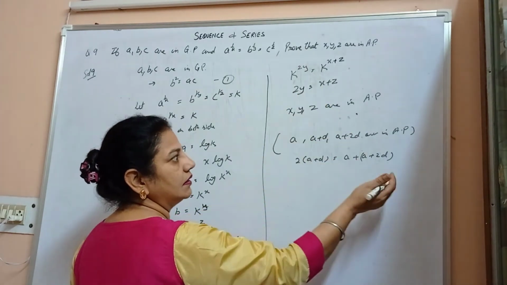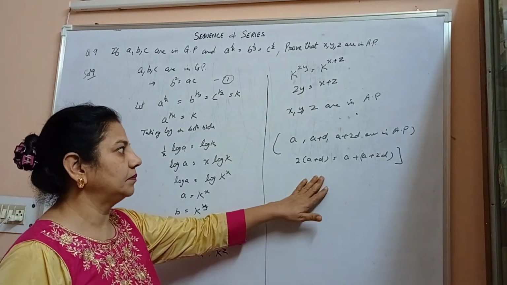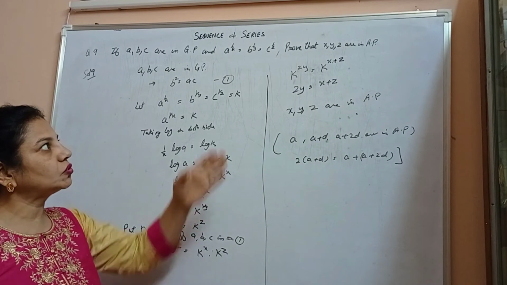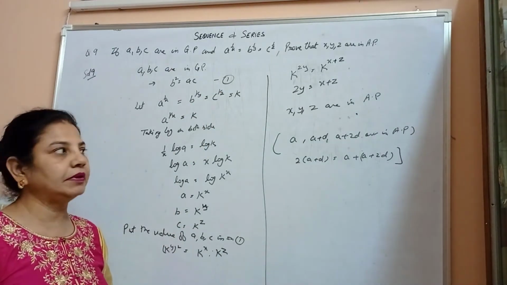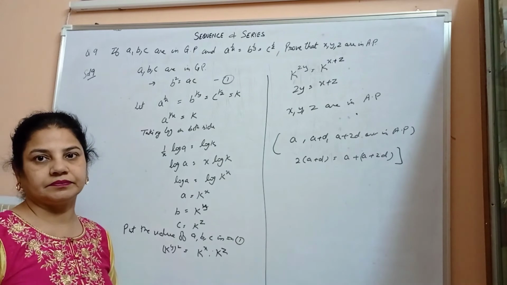So x, y, z are in AP. So here we can say that x, y, z are in AP. By giving the result, we have calculated. We have to prove that x, y, z are in AP. Hence, we have calculated that x, y, z are in AP.